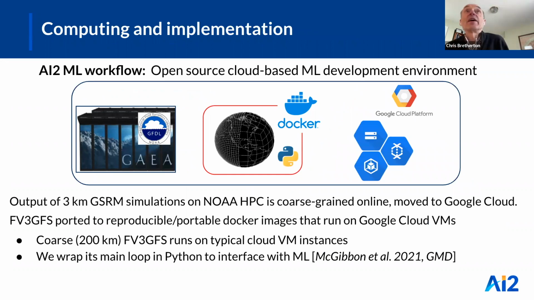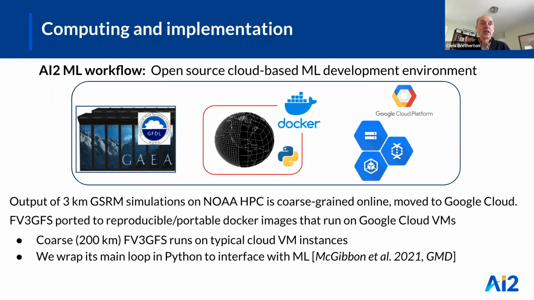So another important aspect of this is how we actually do this. We have a sort of two-pronged approach. The reference simulations, the 3-kilometer simulations, are run at GFDL on their high-performance computing system, Gaia. They are coarse-grained, so reduced in resolution from 3 to 25 kilometers online. That reduces the data volume enough so that we can store them every 3 hours and move them to Google Cloud, even if we store a year or more of data.